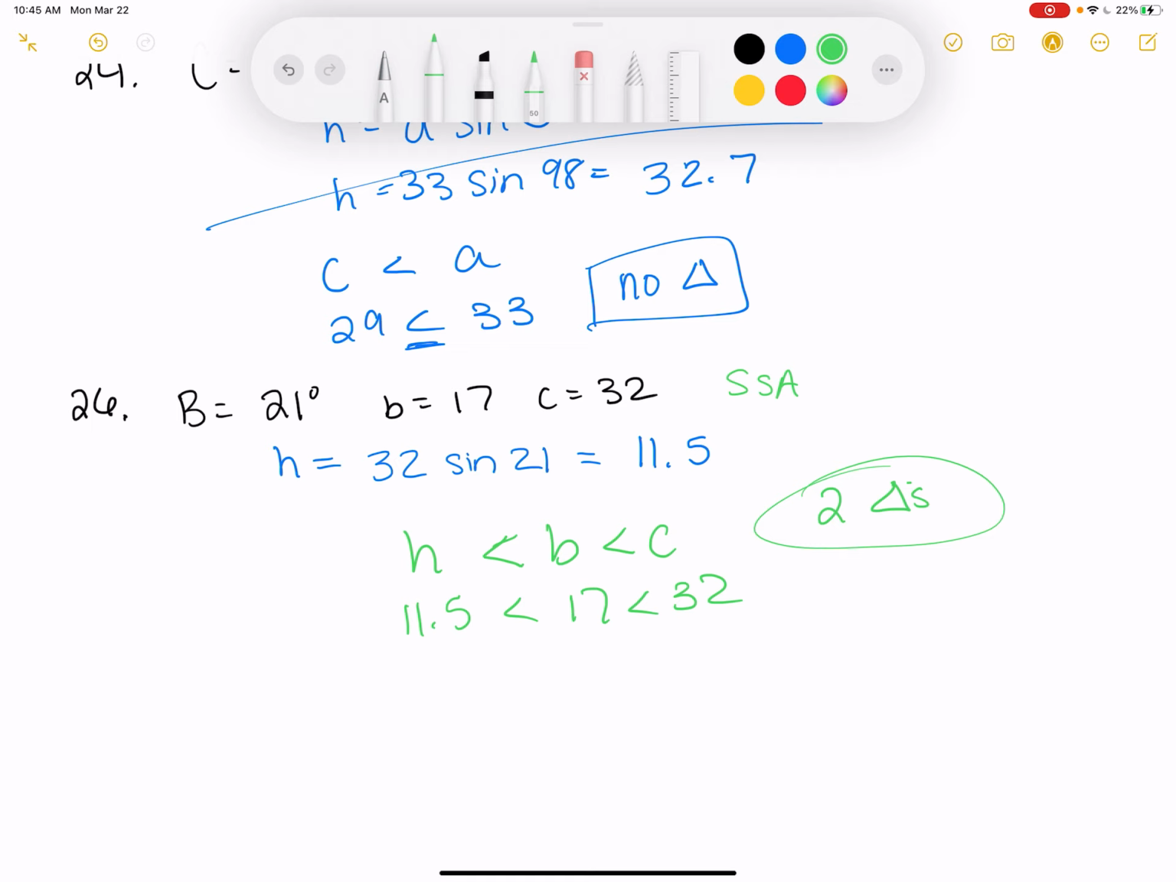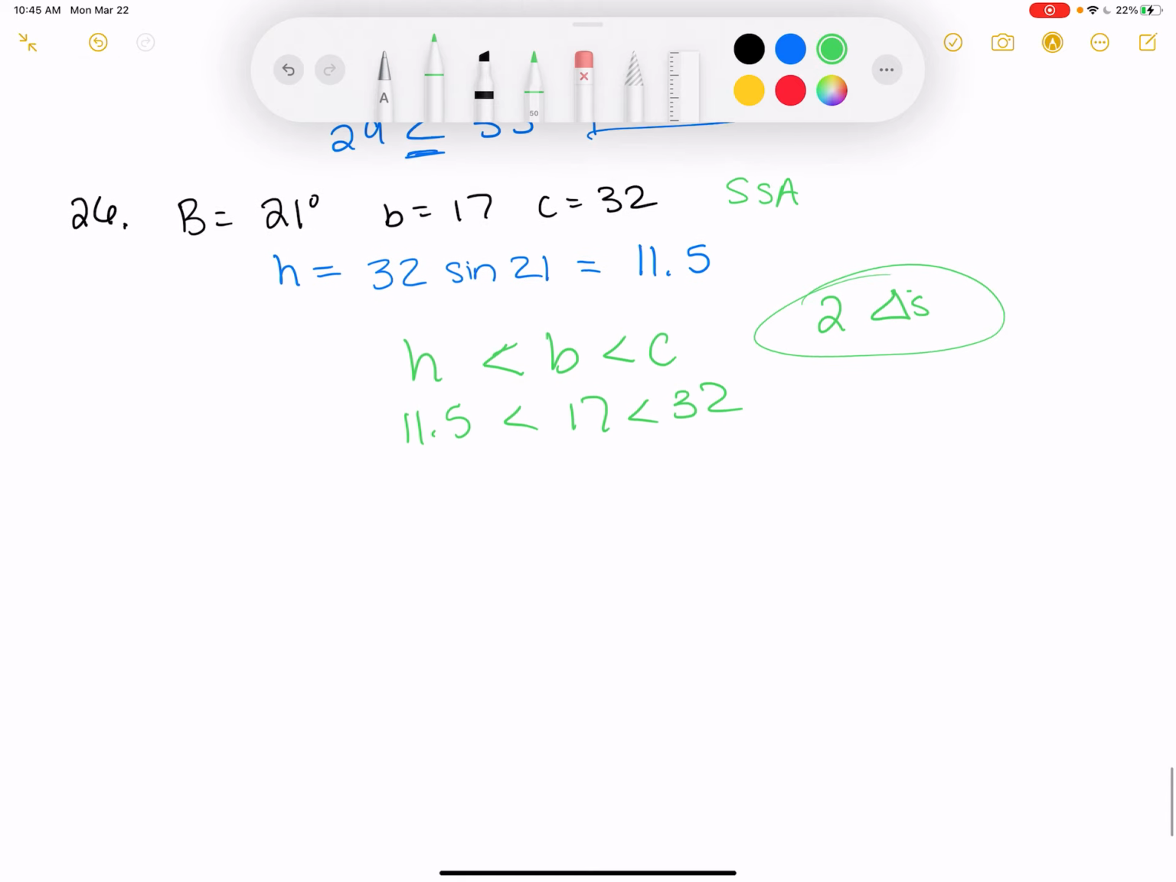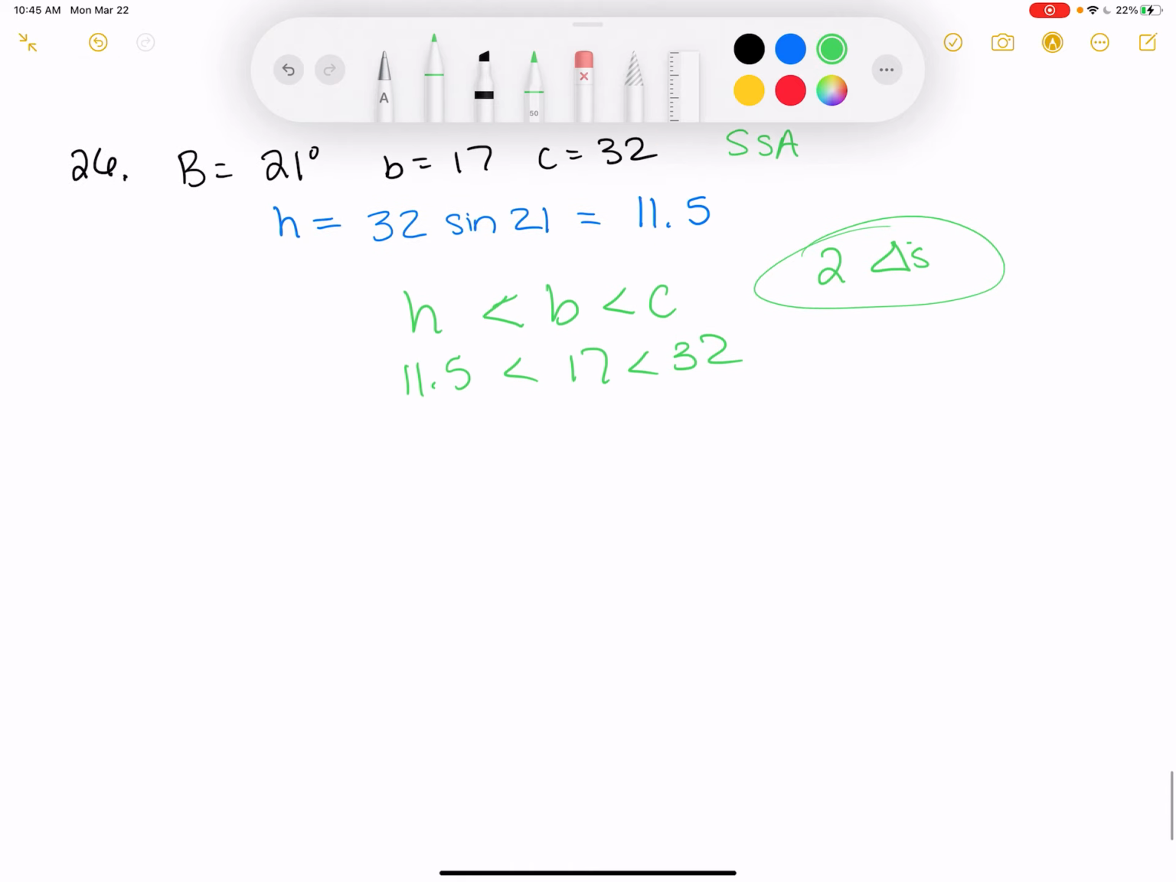So what does that mean for us? We have to find 2 triangles. You have to do everything twice. How do we do things twice if they have the same number? It will take up a lot of space, so hopefully you have a lot.